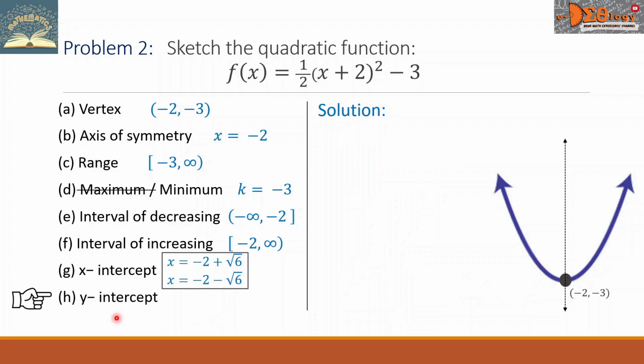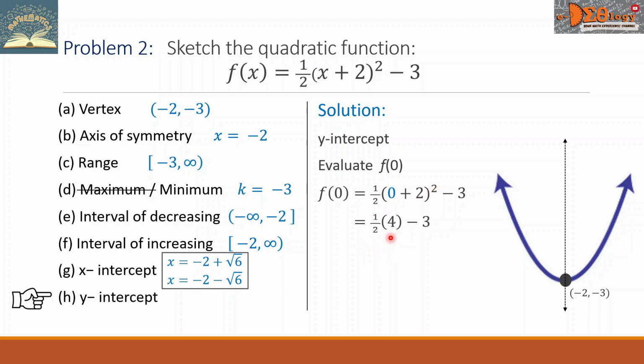Now y-intercept. We evaluate f of 0. This is the same as putting x equals 0 and solving for y. F of 0 now equals 1/2 times (0 plus 2) squared, then minus 3. 0 plus 2 is 2. With the square, it becomes 4. 1/2 of 4 is 2, then minus 3. And the answer is negative 1. This means the y-intercept is (0, negative 1).